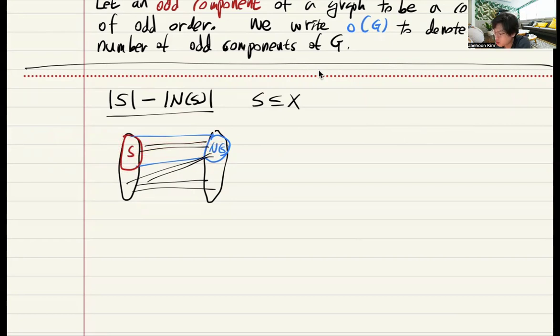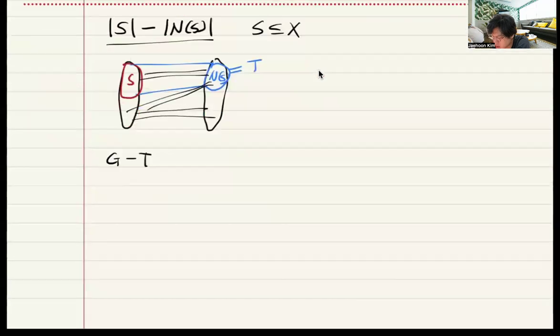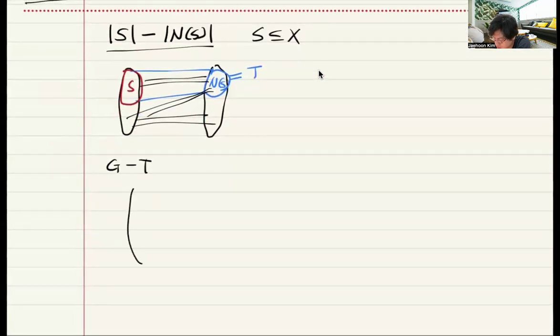So now what we do is we consider this set as T. And what's happening is that if we consider G minus T, then what do we get? We have this S, and T is completely deleted. Then what do we know?